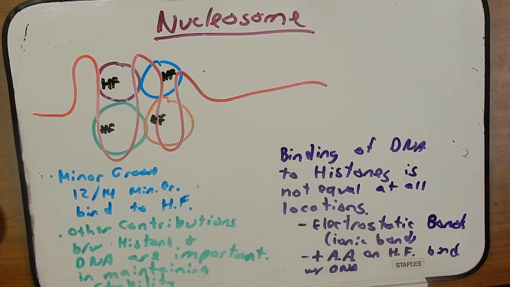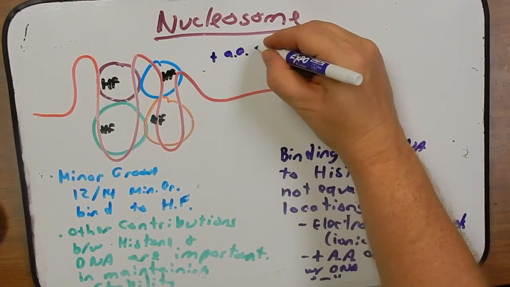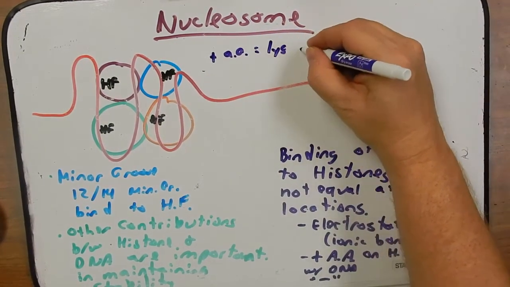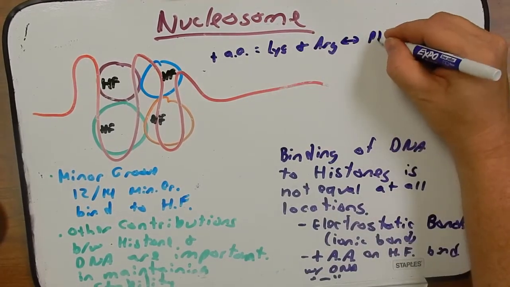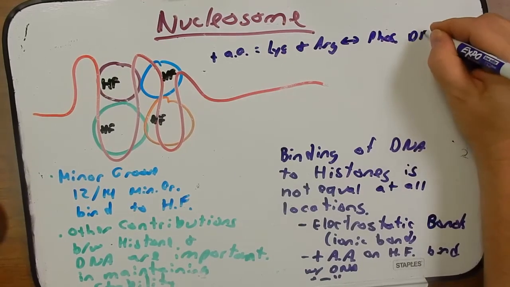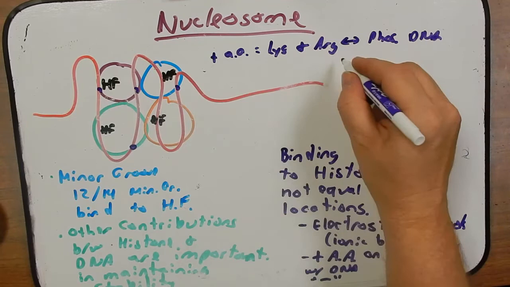And remember, DNA is largely negatively charged because of the phosphate backbone. So I'm going to write up here positive amino acids. And these would be like lysines and arginines that bind with the phosphates of DNA at very specific regions. And it's not just one lysine or arginine.